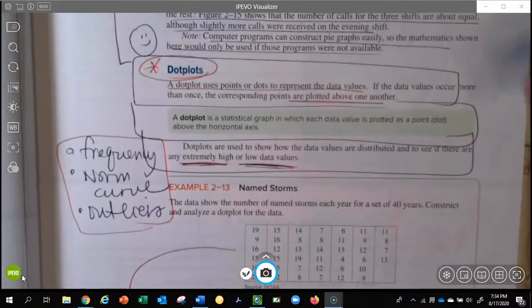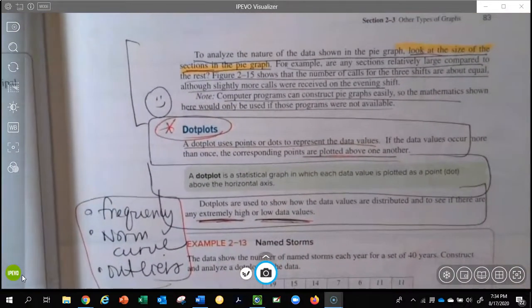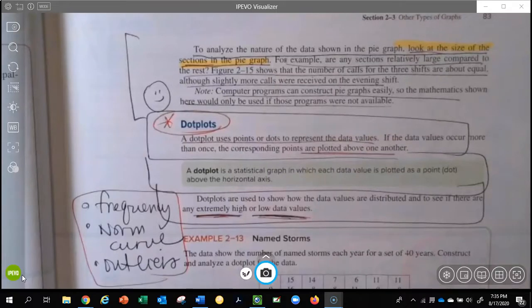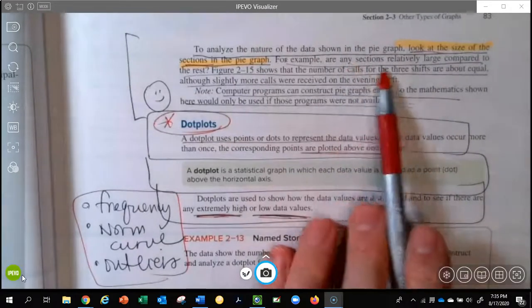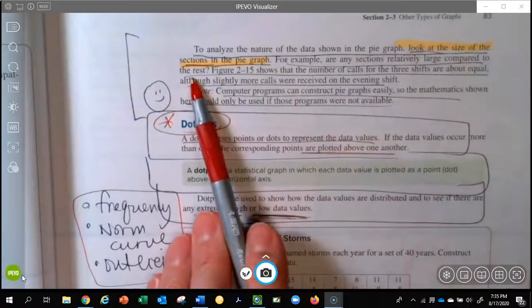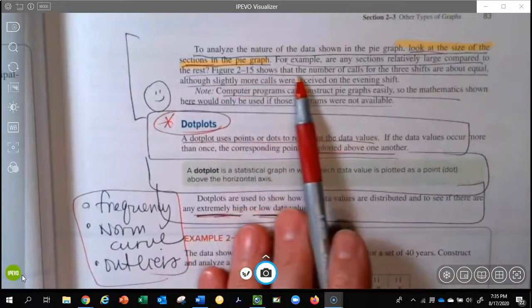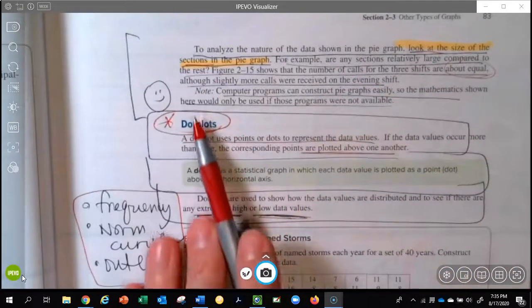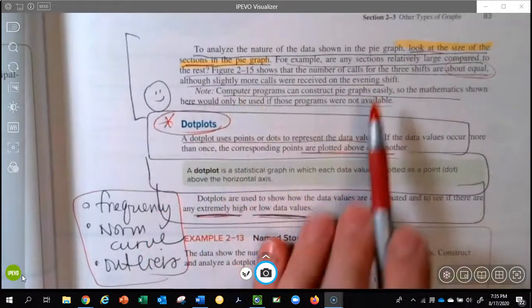To analyze the nature of the data shown in the pie graph, look at the size of the sections. So think about eating pie. Do you want a large piece or a small piece? For example, are any of the sections relatively large compared to the others? And the one that we just looked at, there are 3 shifts, and they all look about equal. They're all about a third, a third, a third. Although slightly more calls were in the evening shift.